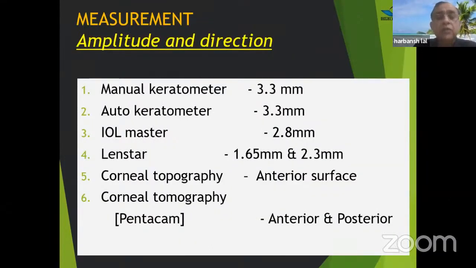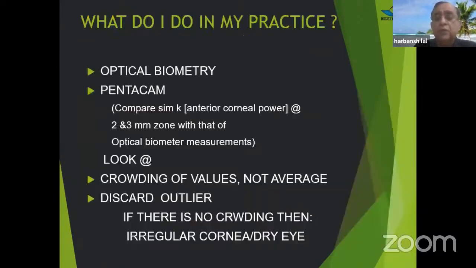So there are various instruments available, and most of them should be used. At least 2 to 3 instruments must be used to find out the actual corneal astigmatism. In my practice, I take optical biometry and Pentacam readings, and to compare whether the data are correct or not, the anterior corneal power of the Pentacam is compared with the optical biometer. The anterior corneal power up to the 3 millimeter zone, because the optical biometer measures in that area, should be compared, not the total corneal power, not at 4 millimeter, not at 0.1 millimeter. So we need to compare.